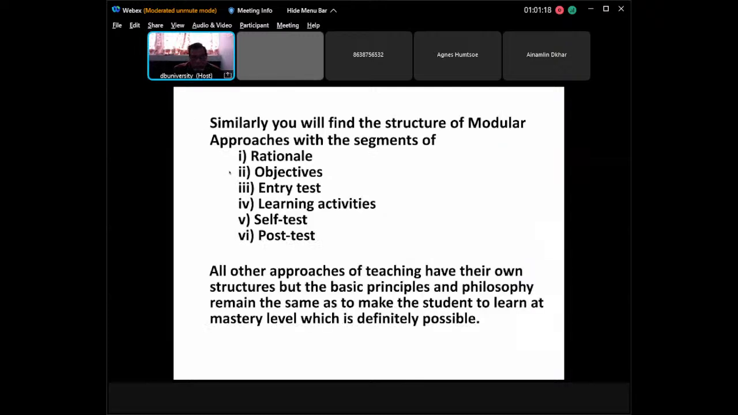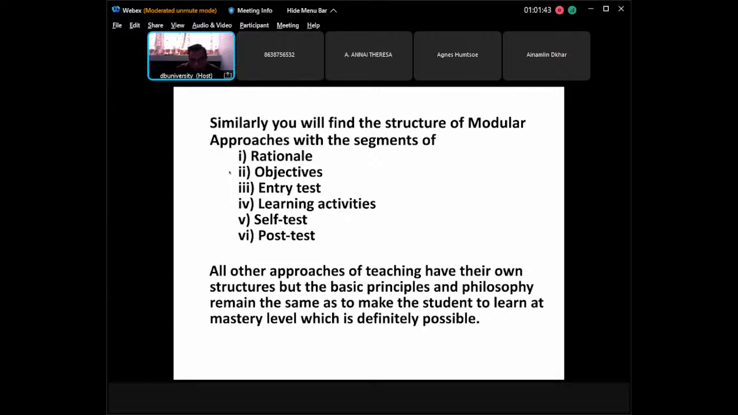Similarly, we have the modular approach, modular instruction, under which again the software material is to be designed by having the rationale of the topic, writing the instructional objectives, putting the mechanism of test, designing some kind of learning activities, following those activities, a self-test, and finally a full test.